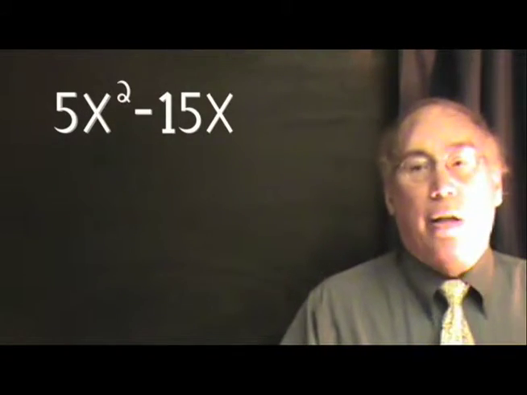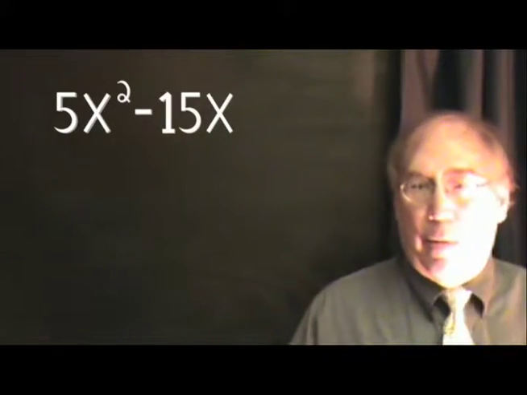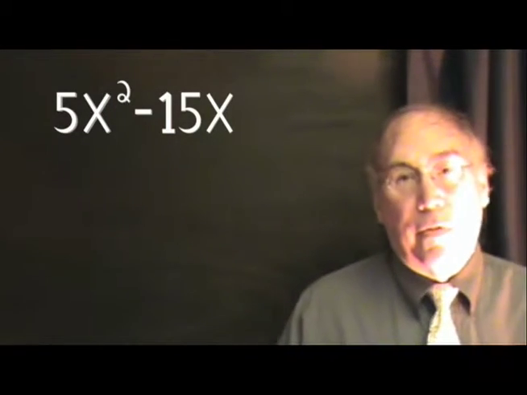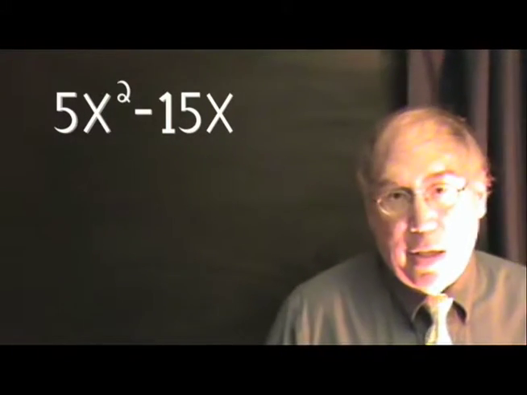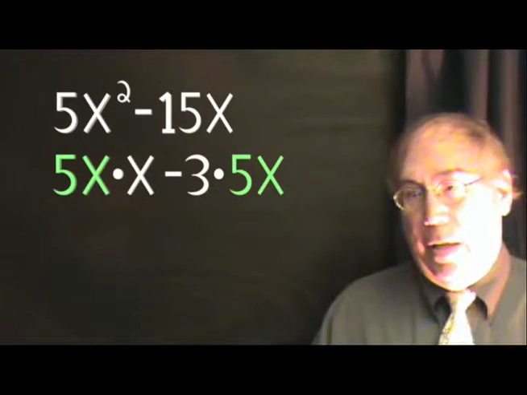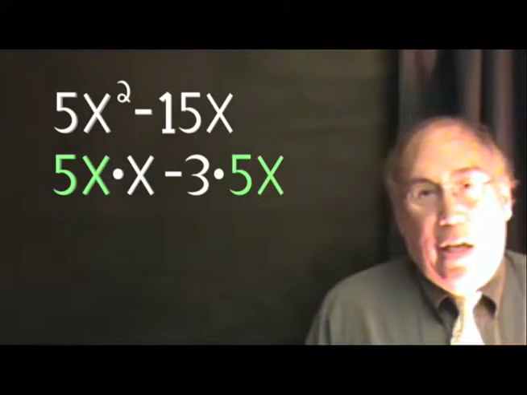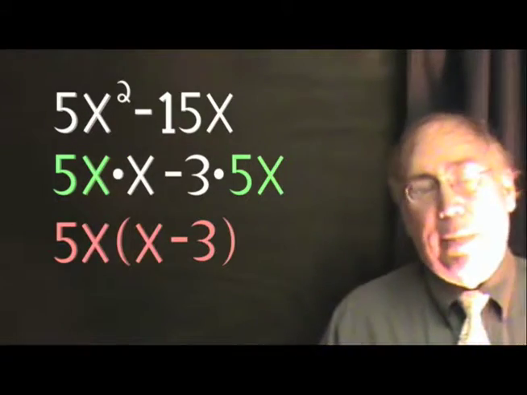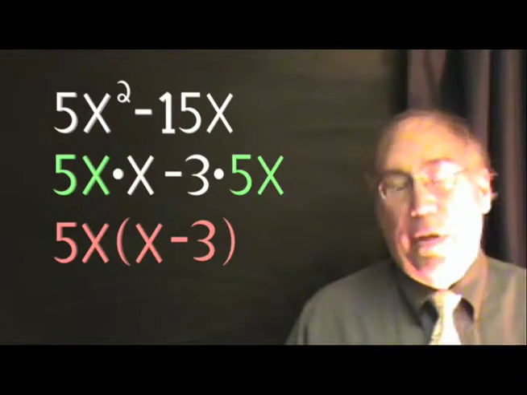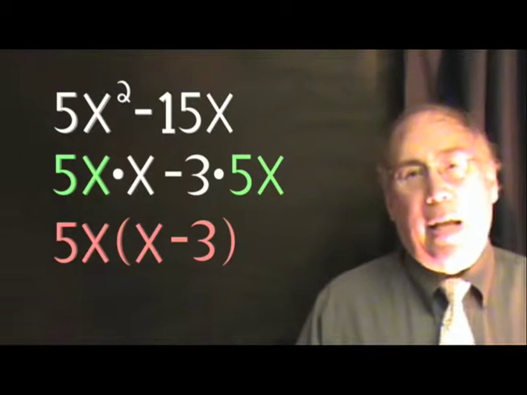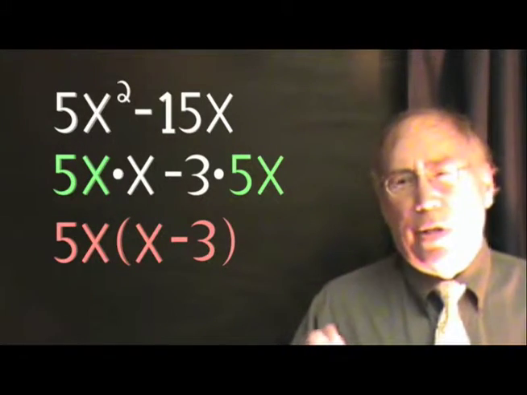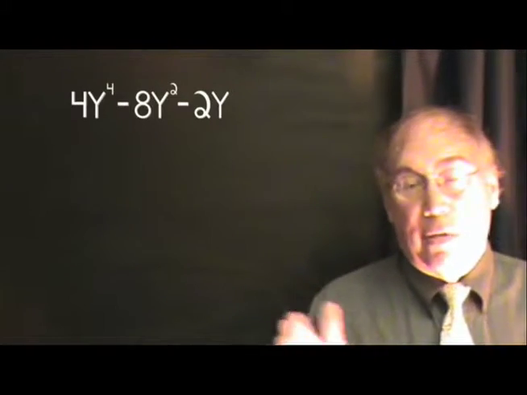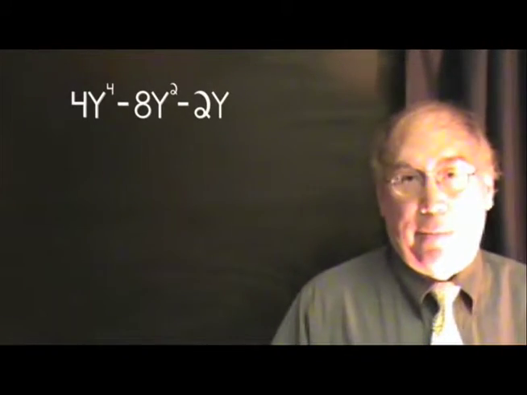Now let's look at a polynomial. Let's look at the primes of 5 and 15 first off. And we see that we get 5, and then we have 3 times 5. The smallest prime that they have in common is a 5. And in the case of x squared and x, we take the smallest exponent, so that's x. So we can factor out a 5x from that.